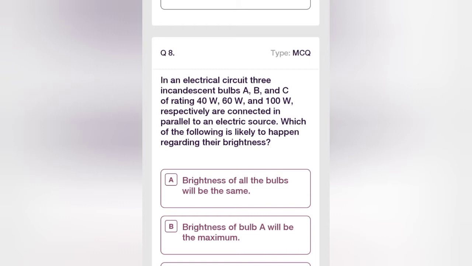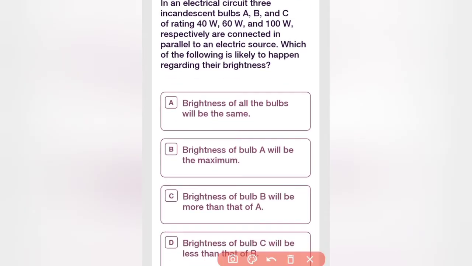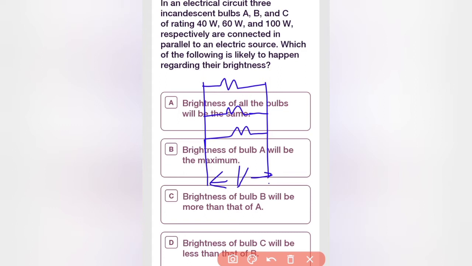See, we have here in this 3 bulbs. Okay, so all these 3 bulbs are connected in parallel like this, and they are connected to the same voltage source, which is having, this is 40 watt, this is 60 watt and this is 100 watt. Okay, 100 watt. So usually the bulb which is having more watt, okay, it's going to glow brighter, more brighter.